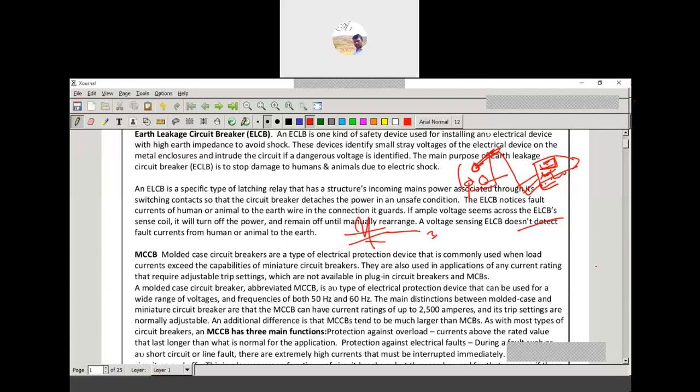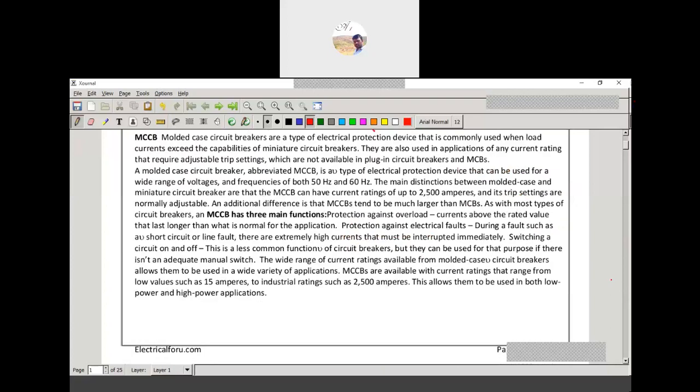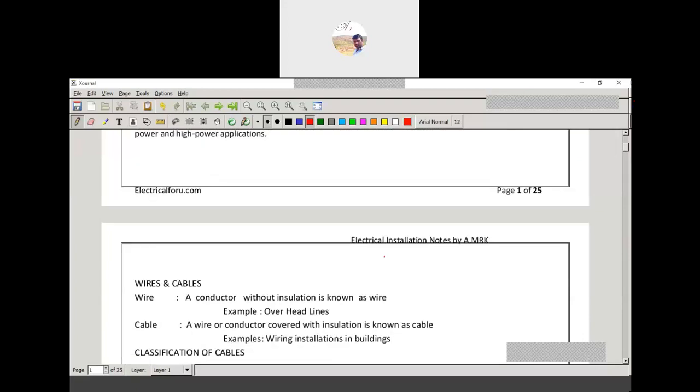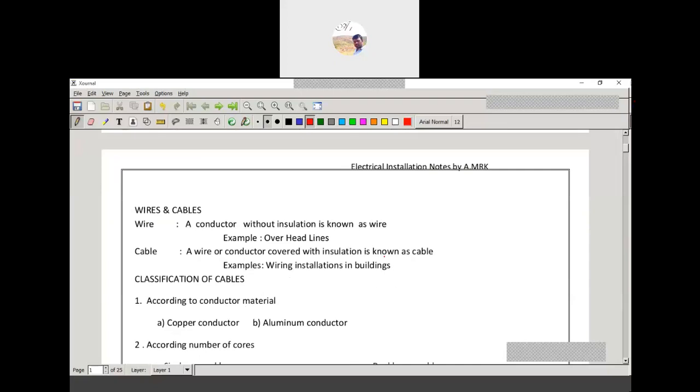Next we have the MCCB, the molded case circuit breaker. It is another type of electrical protection device, commonly used when the load current exceeds the capability of a miniature circuit breaker. The circuit breaker we use in a circuit is a miniature circuit breaker, and above those values it does not hold that current. At that time we use the MCCB, the molded case circuit breaker. This is also the same operation, but the current rating, the capacity, will be different.